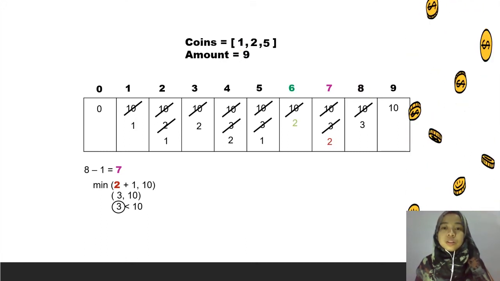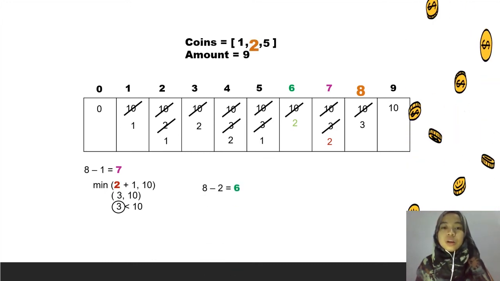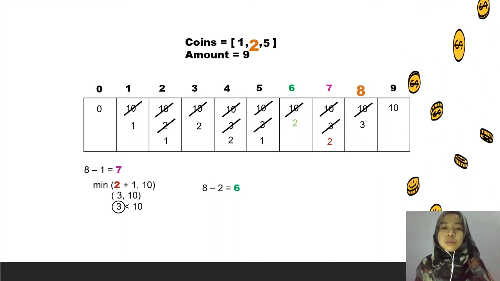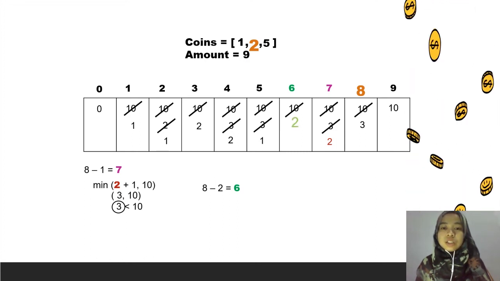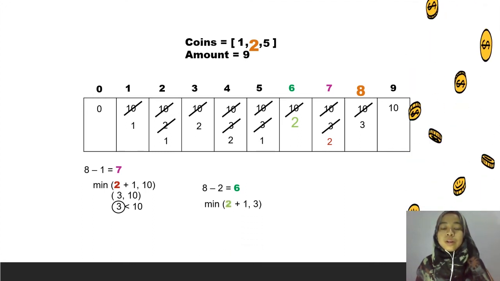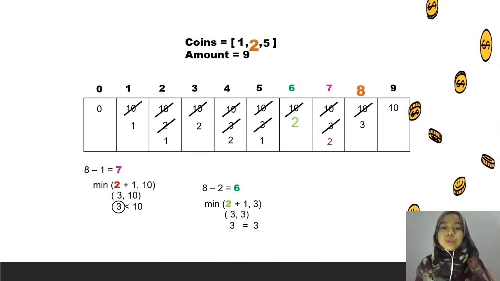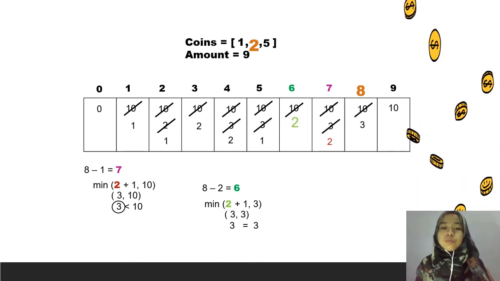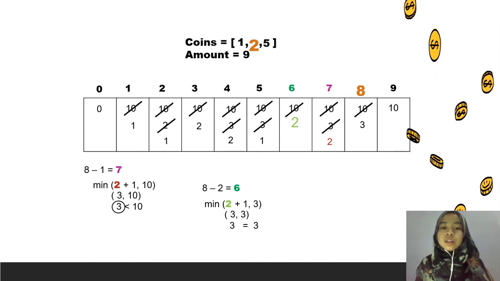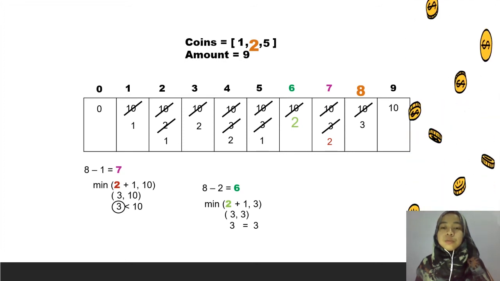So the next with coin 2 and we will get the answer 6. So we take a look at subproblem 6 and the minimum amount of coins for subproblem 6. The minimum amount of coins for subproblem 6 is 2. So we will add 1 and compare it with the previous. So 2 plus 1 is 3 and the previous one is 3. So there is no minimum amount because we can see that the output is the same. So the minimum amount of coins for subproblem 8 will remain 3.